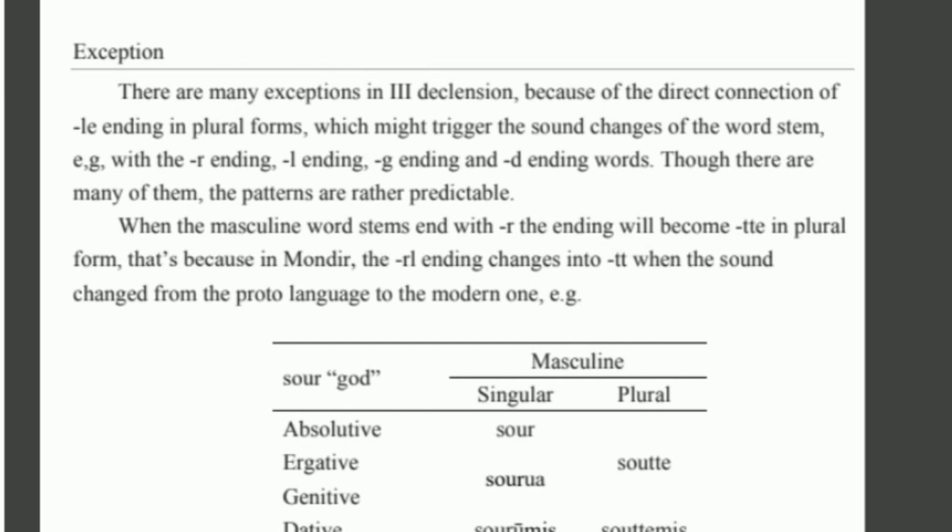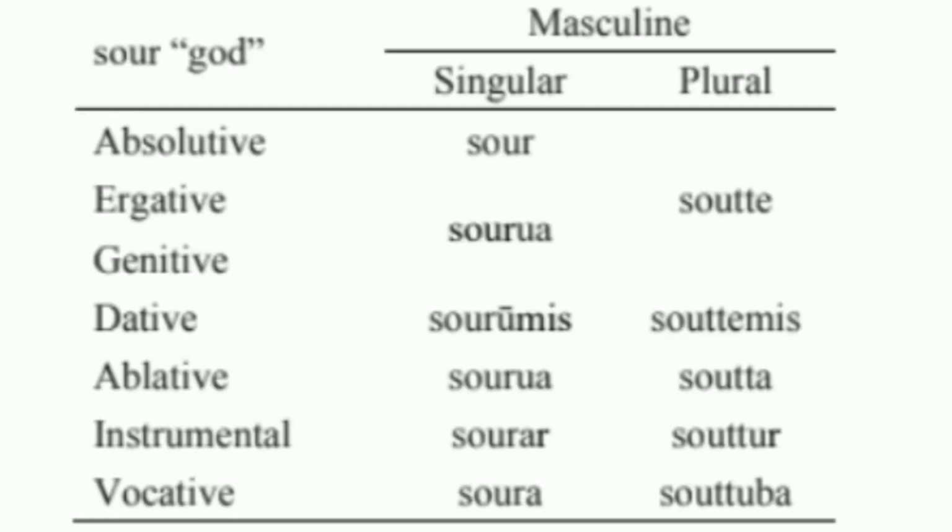Like, I just show on here the image of the first page of the exceptions to the third declension rule. Because as I said, there's a lot of these things that have changed since the proto-language, and with that comes tons of variations. The one example I'm showing here, because I don't have time to go through every one of them, is God, the word sor here, where we have sor, sorua, sorumis, sorua, sorar, sora, sote, sotemis, sota, sotur, sotuba.